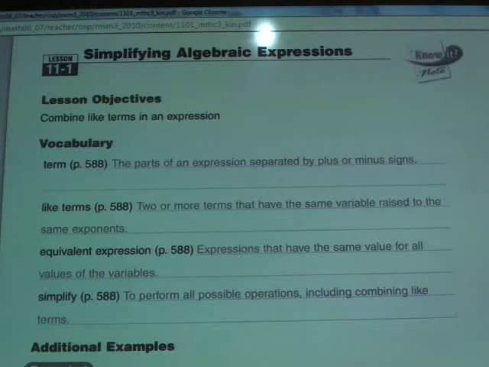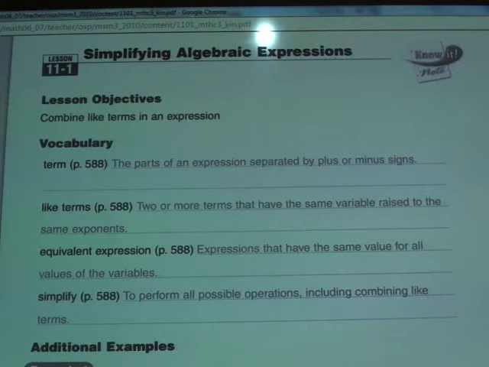Chapter 11, Section 1 in the 8th grade note-taking guide is entitled Simplifying Algebraic Expressions. This is in large part going to be a review, because a lot of what you're going to see here in Chapter 11 is going to be about solving equations. We've already spent a lot of time over the last 2 years talking about solving equations.